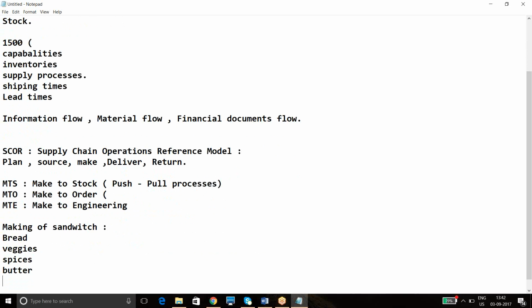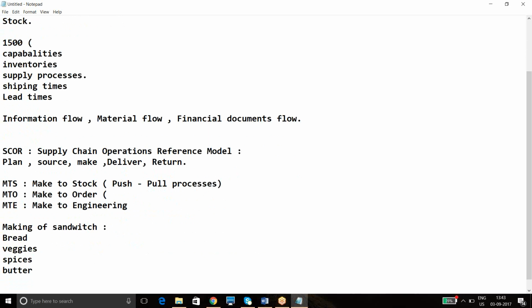So I just made a very simple sandwich. It has bread, veggies, spices, and butter. Now, let us say the person who is going to serve you has already prepared the sandwiches before you gave him an order. So you go to a bakery and say that you need a sandwich, and he gives you one which is already made and kept in stock. He serves you that one. This is called make to stock.